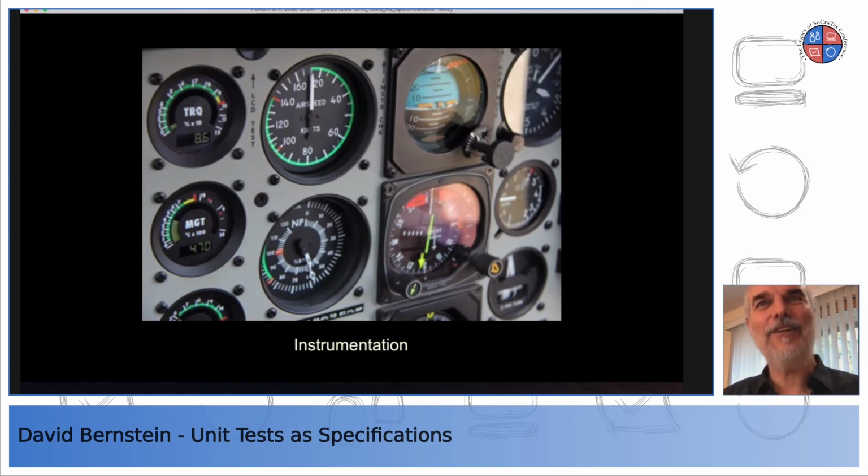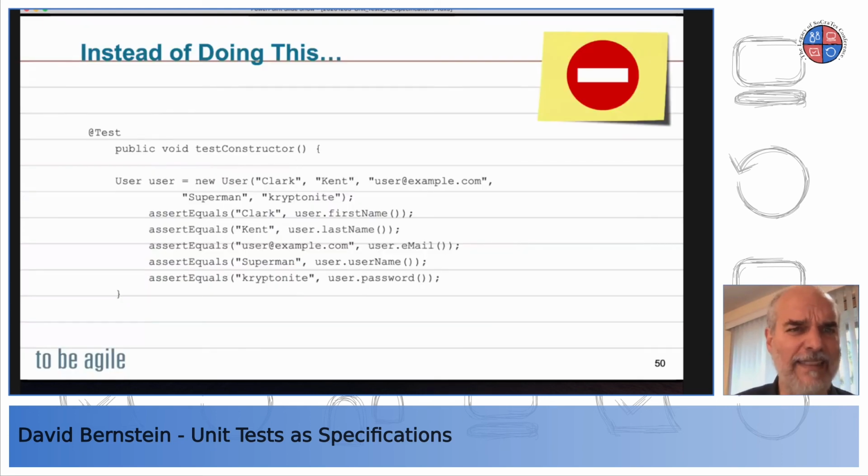There's a technique called instrumentation, and I find it's incredibly valuable for helping your tests work as specifications, helping them read as specifications. So instead of doing something like this, so here I have a test class. The method is called test constructor, which is not a good name because it's not really testing a piece of code. And then I create a new user with a first name, last name, email, username, and password. And then I assert each one of those fields are correct.